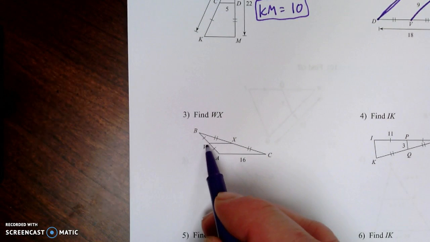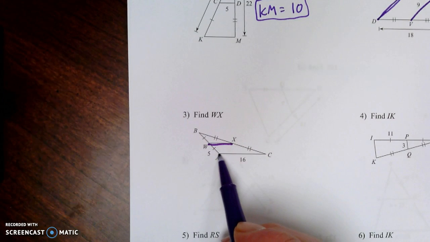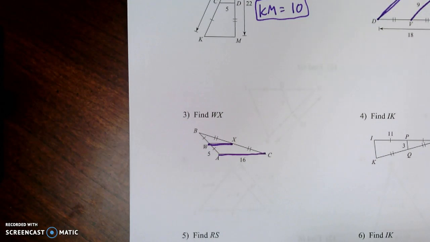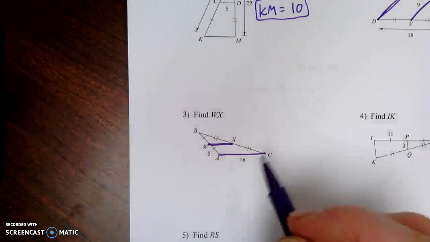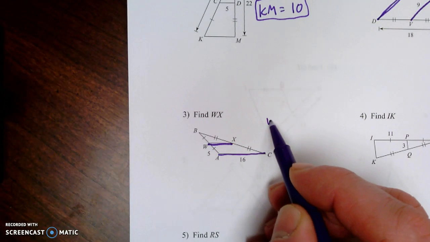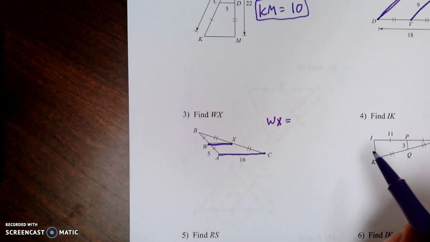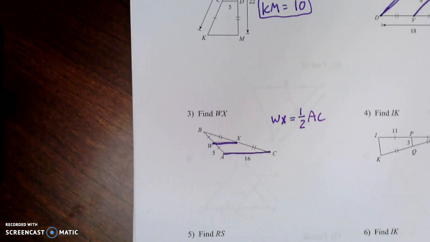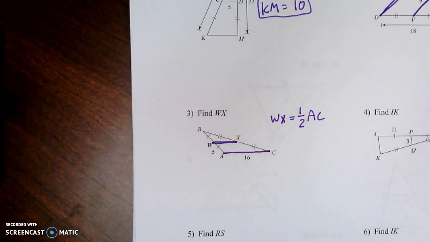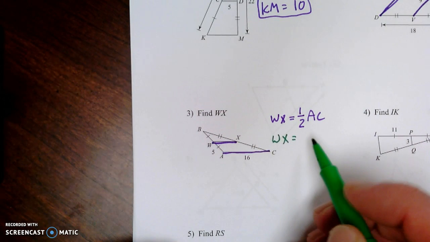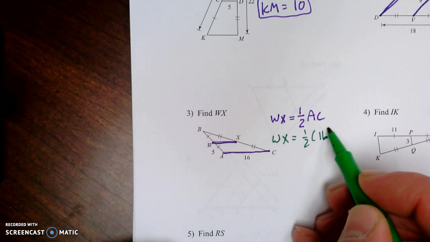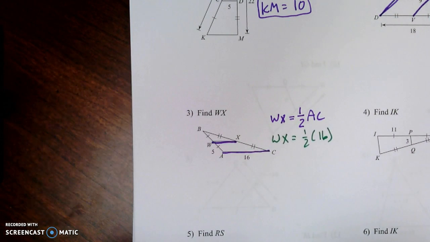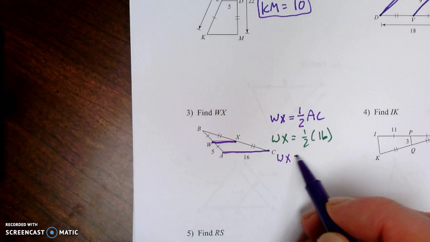Here we're supposed to find WX. We're told that AC is 16. And again, you can judge by the markings that WX is a midpoint. So this time I'm going to write it up a little bit differently. We're going to say that WX equals 1/2 of AC. Because that's true, WX is half of AC. So WX equals 1/2 of 16. And you could punch this in your calculator, I suppose, but I think you know what 1/2 of 16 is.